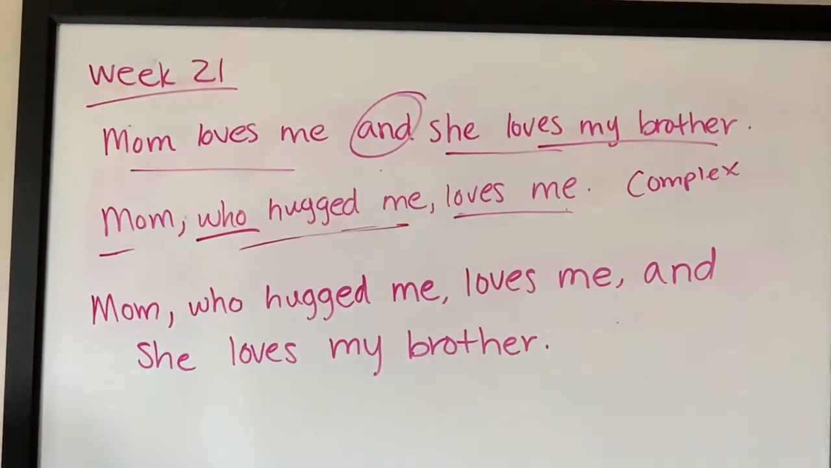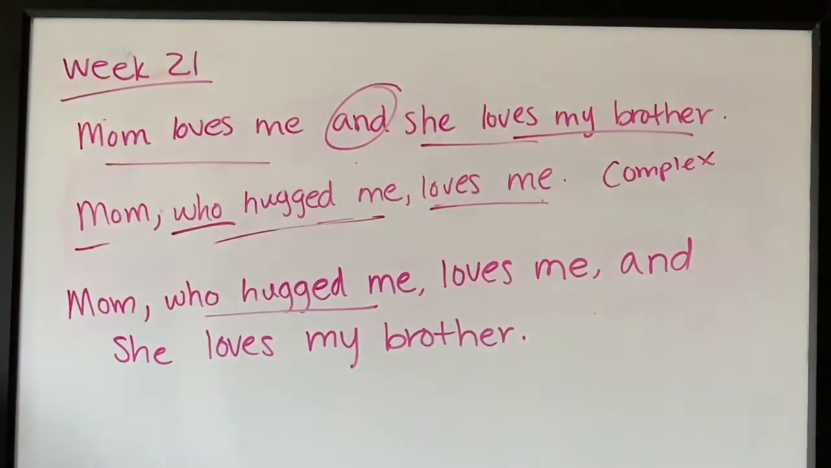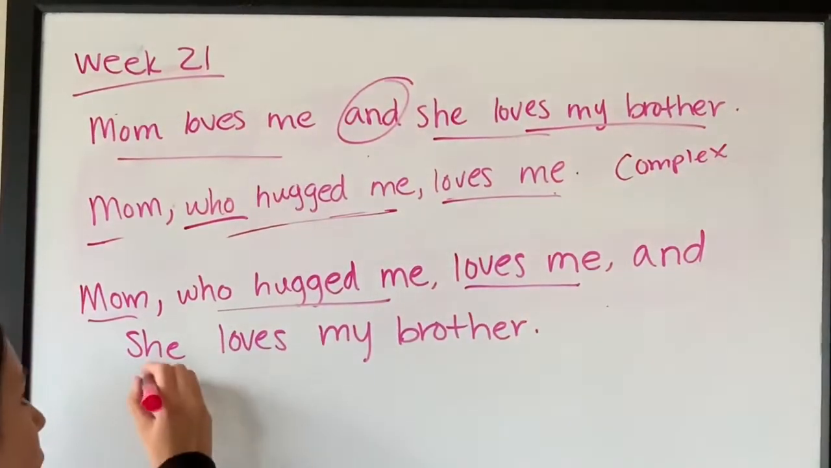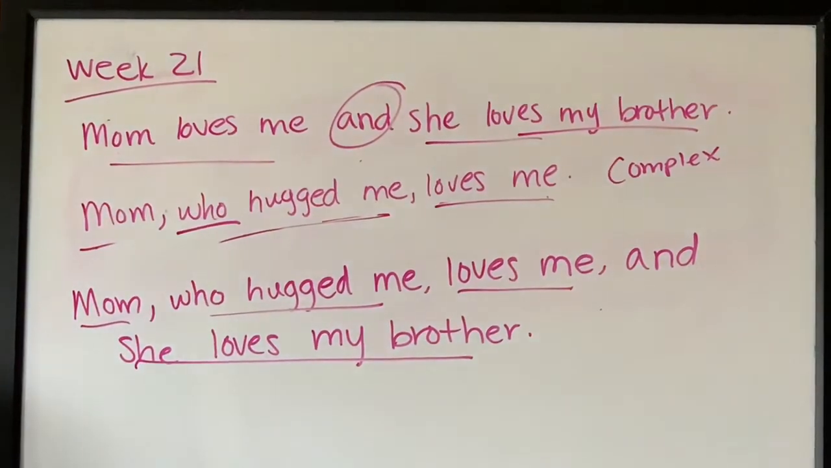Okay, so we have our subordinating clause and we have our two independent clauses. Mom loves me and she loves my brother. So here we have a compound-complex sentence.